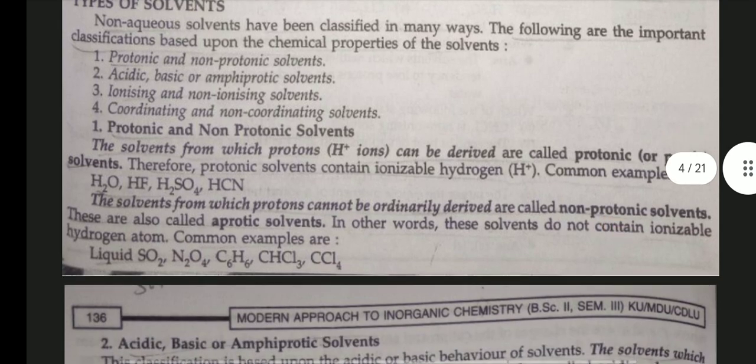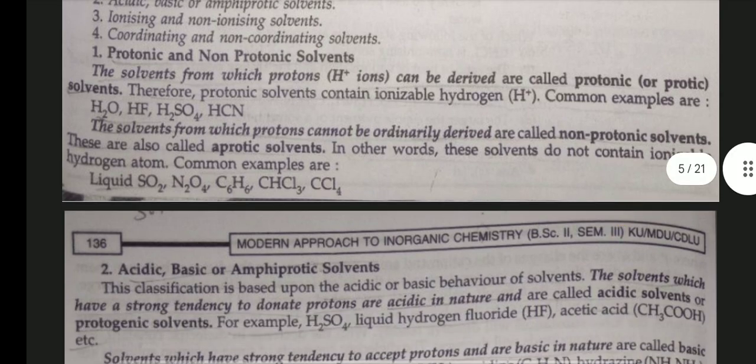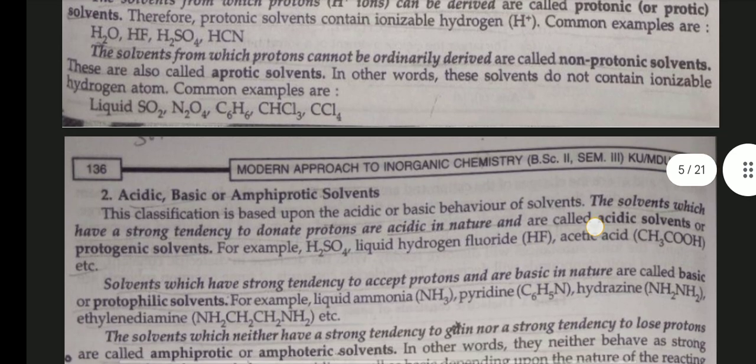Now we will read about protonic and non-protonic solvents. The solvents from which proton H positive ions can be derived are called protonic or protic solvents. Therefore, protonic solvents contain ionizable hydrogen. Common examples are H2O, HF, H2SO4, HCN. The solvents from which protons cannot be ordinarily derived are called non-protonic solvents. These are also called aprotic solvents. In other words, these solvents do not contain ionizable hydrogen atoms. Common examples are liquid SO2, N2O4, C6H6, CHCl3, CCl4.